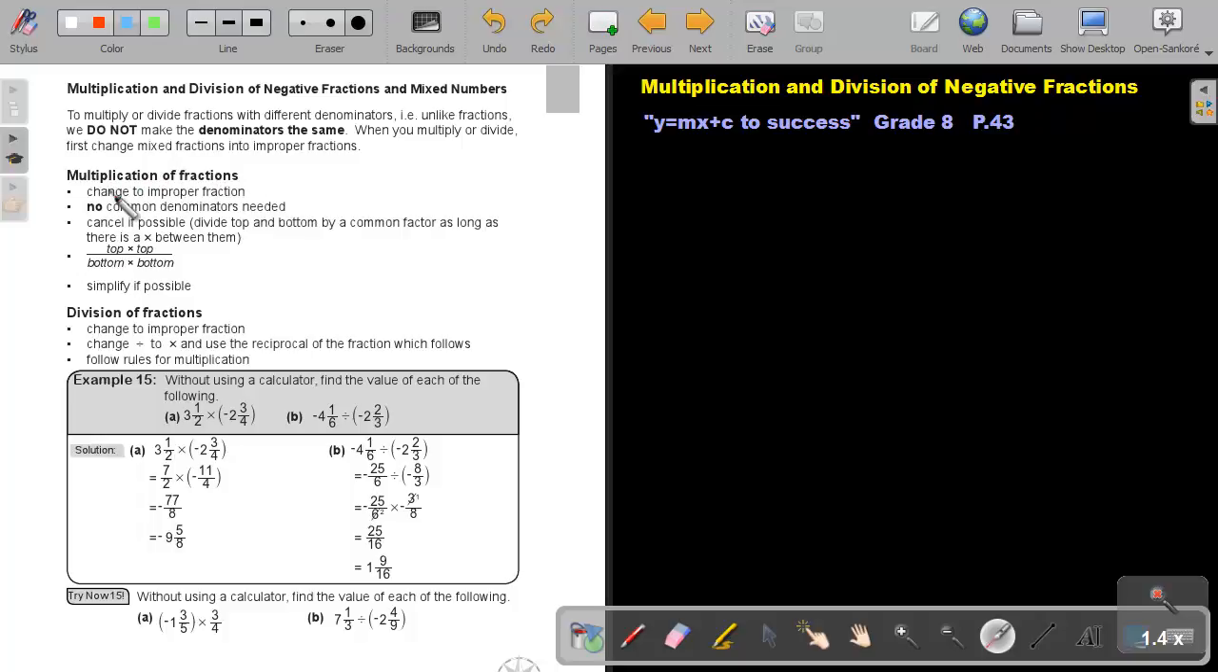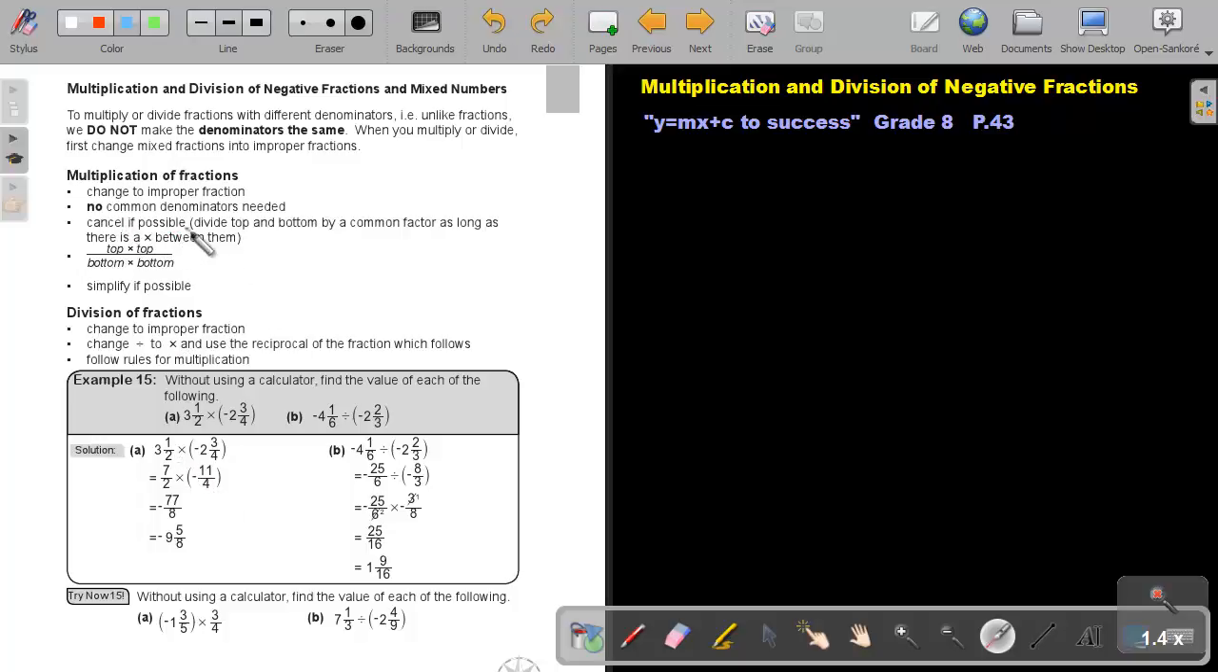And while I'm looking at the different steps, I'm going to follow example A. So change to improper fractions. So take these mixed numbers and change them into improper fractions. How do we do that? We just say 3 times 2, that will be 6, plus 1, that will be 7 over 2. Then we are going to keep the negative. 2 times 4, that will be 8, plus 3, that will be 11 over 4. No common denominators needed. So there's a 2 and there's a 4, and that's all right. We can leave it like that.